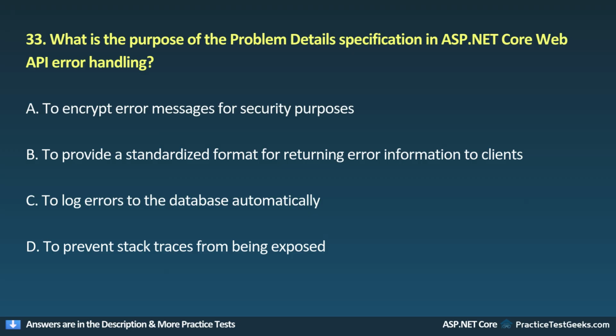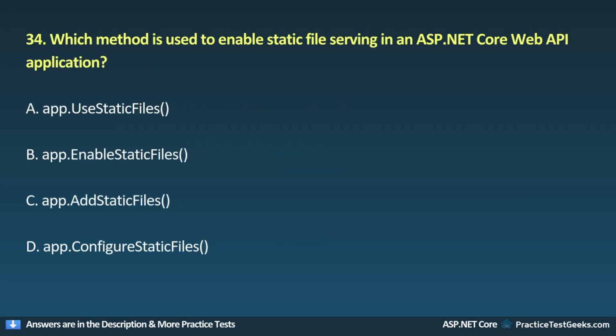41. What is the purpose of the Problem Details specification in ASP.NET Core Web API error handling? A. To encrypt error messages for security purposes. B. To provide a standardized format for returning error information to clients. C. To log errors to the database automatically. D. To prevent stack traces from being exposed. 42. Which method is used to enable static file serving in an ASP.NET Core Web API application? Use static files. Enable static files. Add static files. Configure static files.